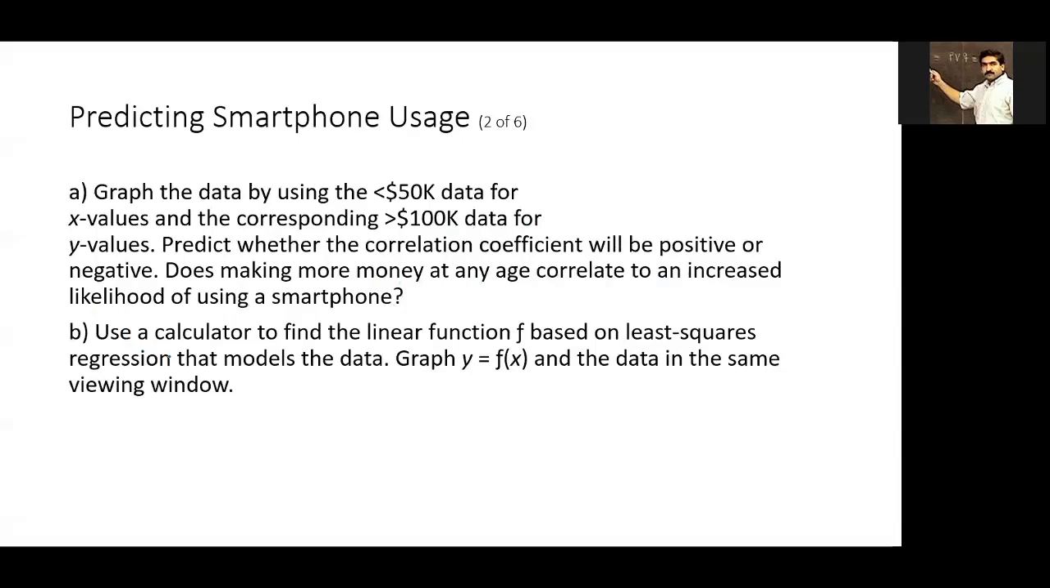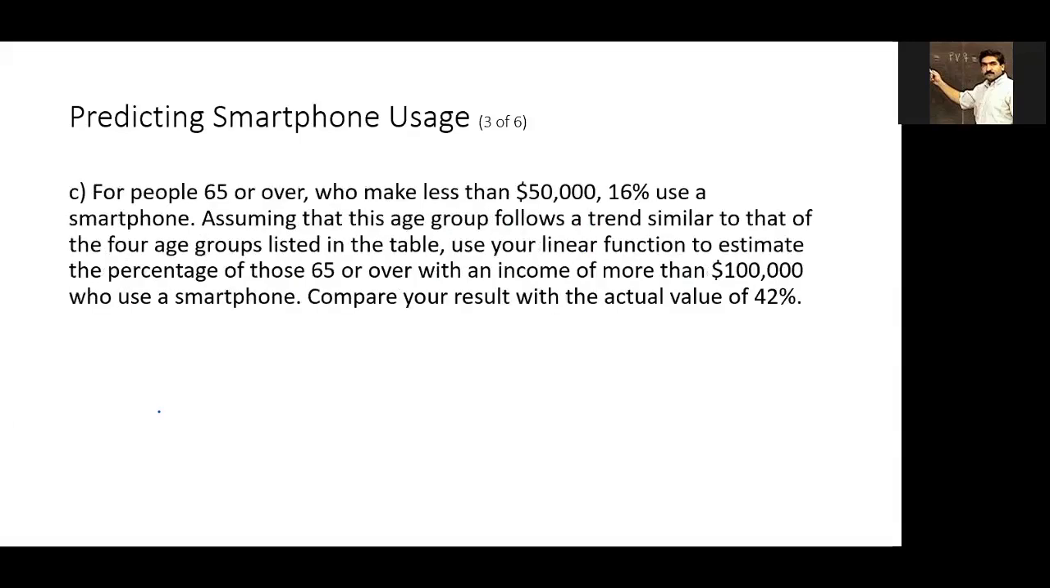And for part B, use a calculator to find the linear function f based on least squares regression that models the data. Graph y equals f of x and the data in the same viewing window.